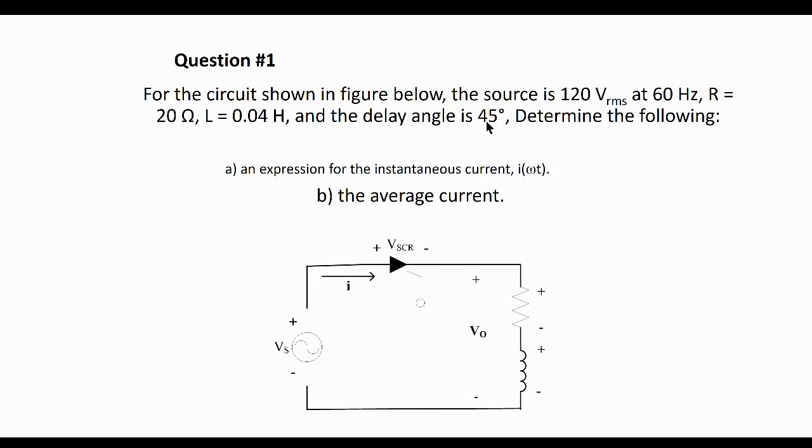of 45 degrees. Also determine the expression for the current, that is, the current that will be flowing through your SCR and the RL load you have here. It then asks you to determine the average current. Right, so that's the question. I want you to start working it.